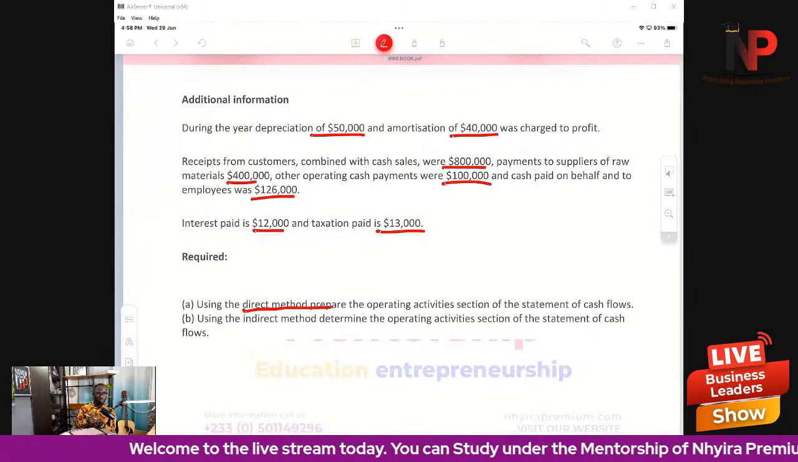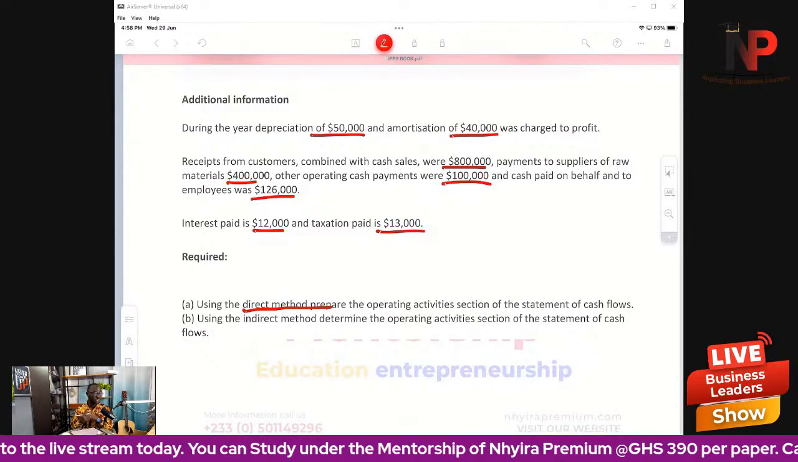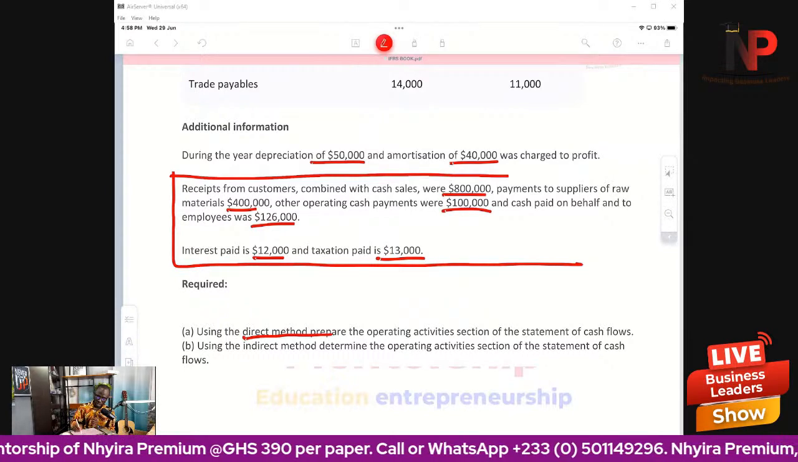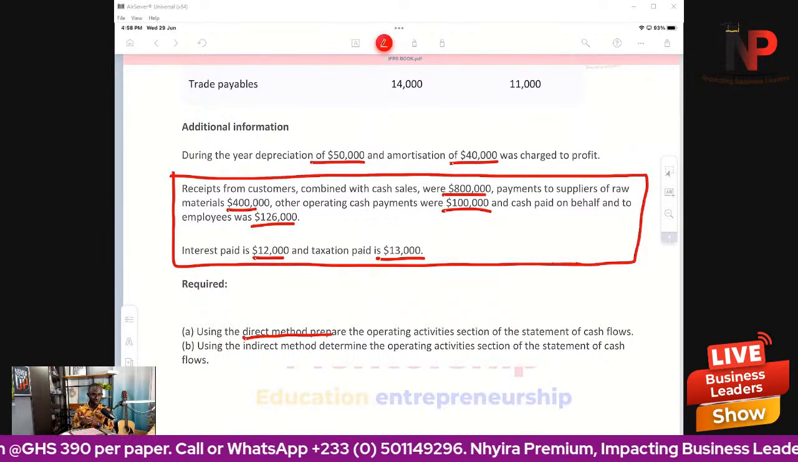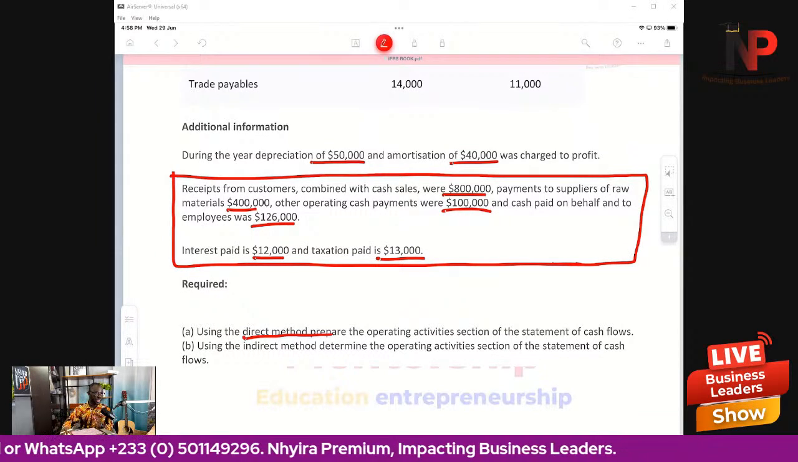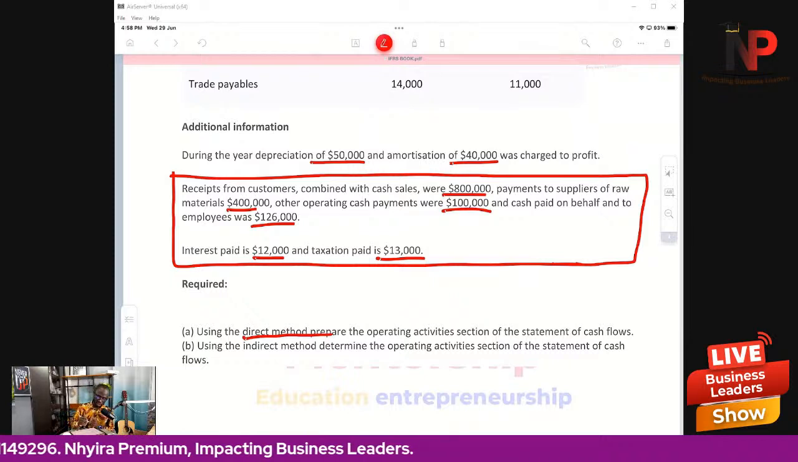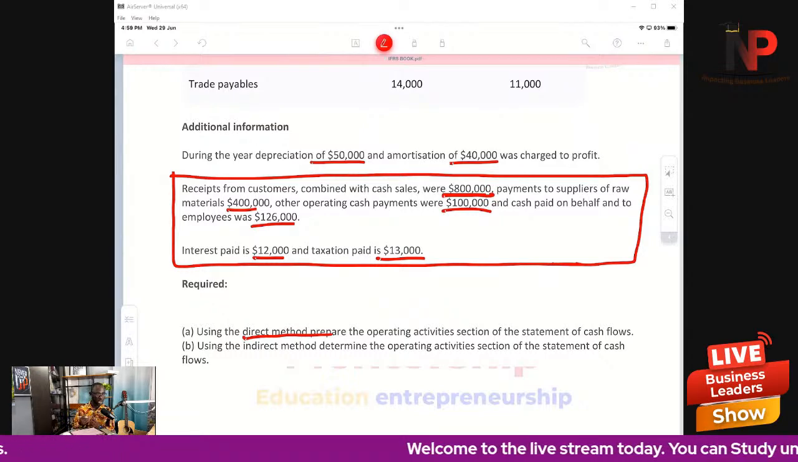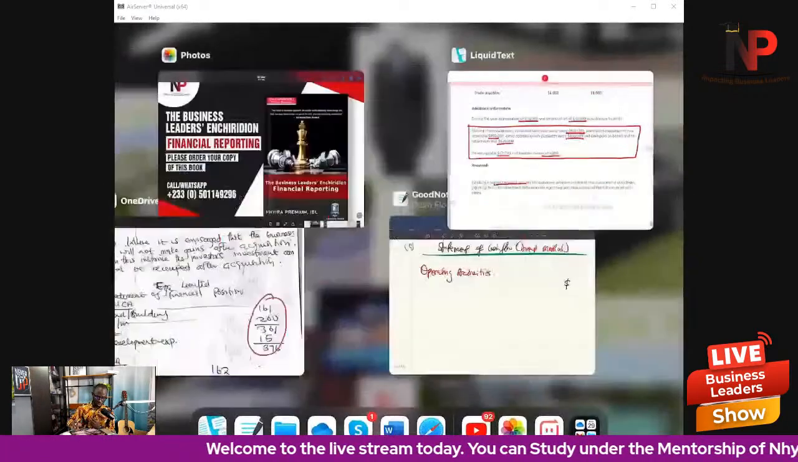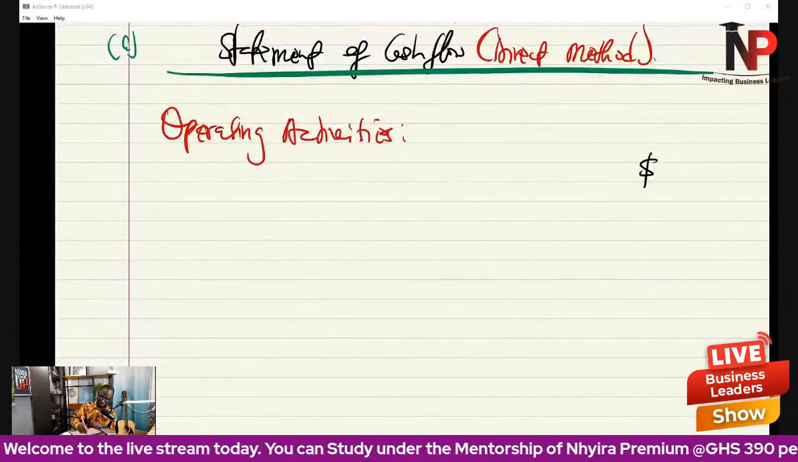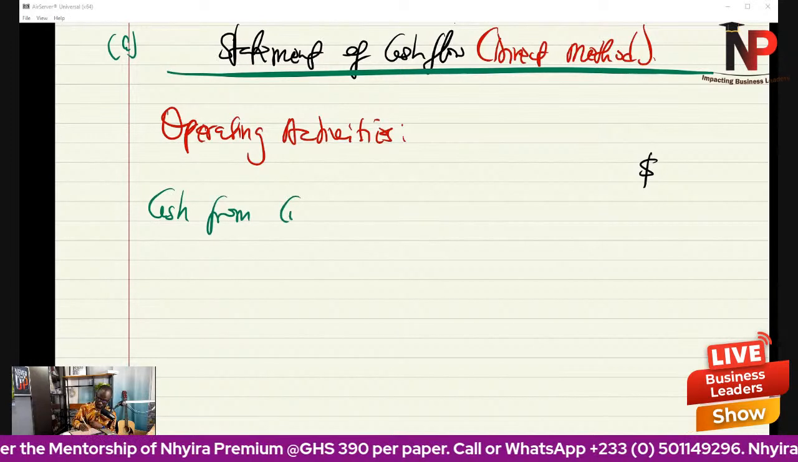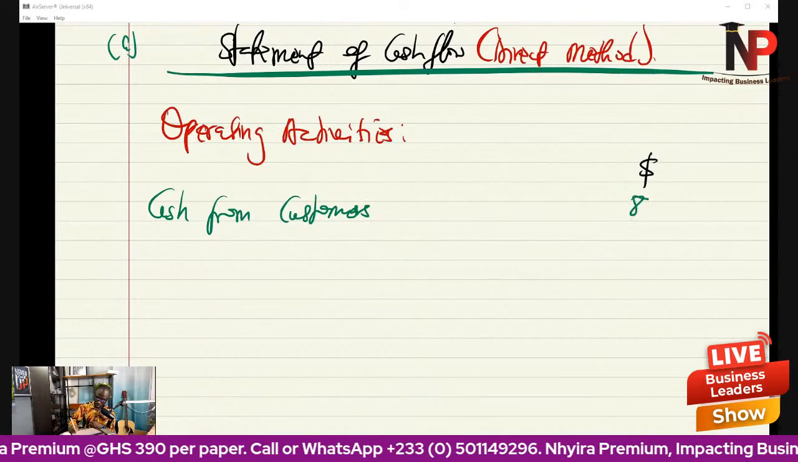Let's go back to the question. With the direct method, it means we are looking at the actual cash we received during the year and the actual payments we made during the year. That information is captured here in the notes. We're going to use that information to our advantage in the preparation. So it says receipts from customers combined with cash sales were 800,000. So we bring that in. Cash from customers, 800,000.